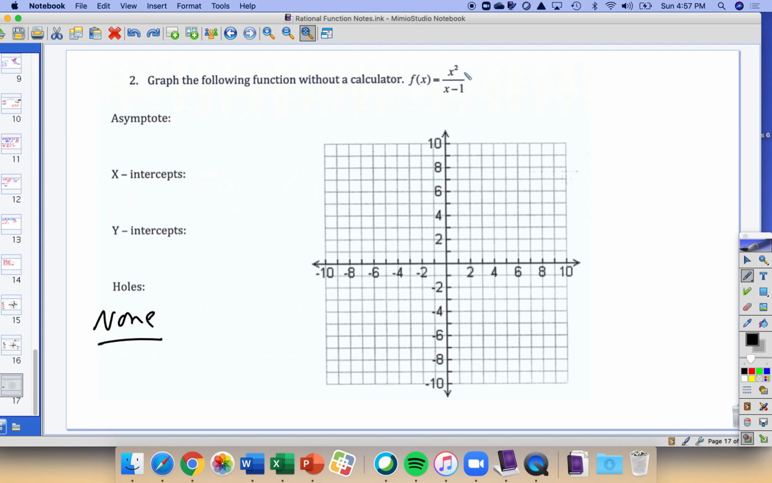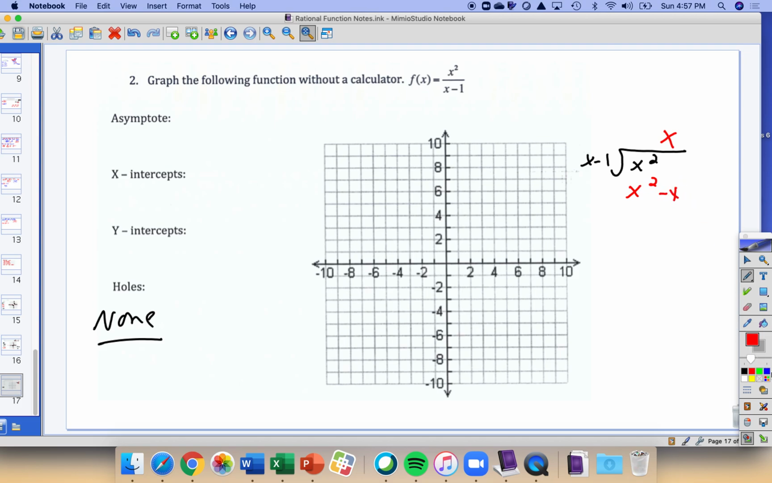To find this, we have to do polynomial long division. So we put x minus 1 on the outside and x squared on the inside. What multiplies to x to get x squared? And the answer is x. So we put an x up here. X times x is x squared. X times negative 1 is negative x.